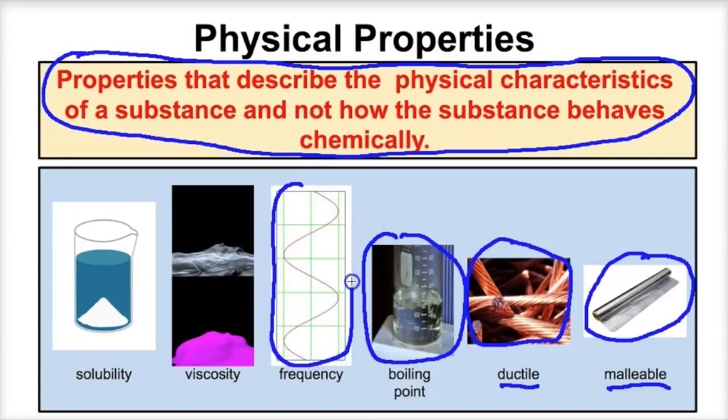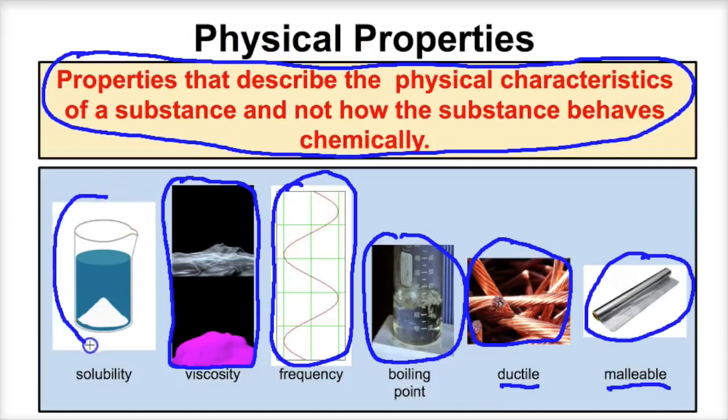Frequency is the amount of wavelengths that pass a given point every single second, so that would be a physical property. If we talked about the viscosity of fluids, how some fluids are more viscous than others, for example, honey is more viscous than water. It has a higher viscosity. That would be a physical property. And last but not least, solubility. If we said salt and sugar are soluble in water, that is going to be a physical property of those substances. That does not tell us how the salt or sugar is going to behave chemically.